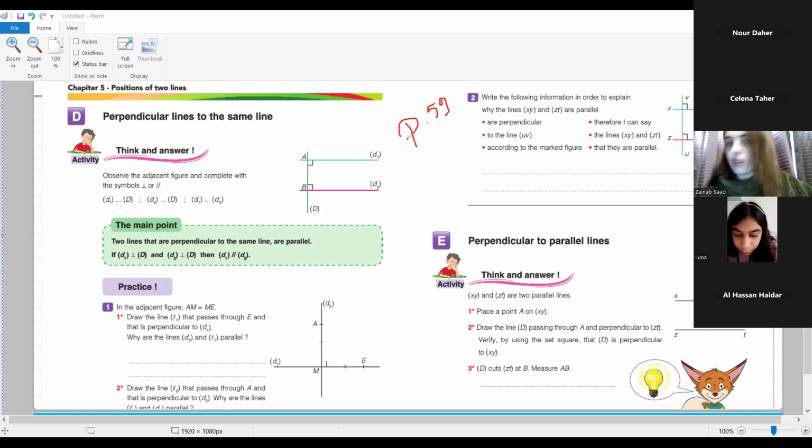Should I write them in the book? Yes, write them in the book with your pencil. And if you have something wrong, you're going to correct it with me. You erase and you correct. I finished. Okay, great.